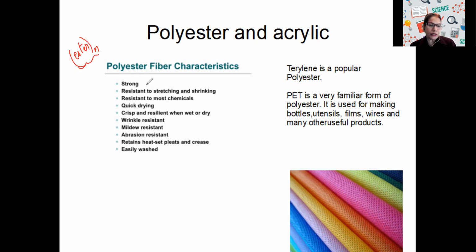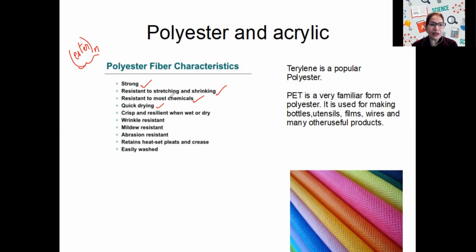So polyester fiber is very strong. It is resistant to stretching and shrinking. We generally use polyester to make fabrics and clothes. You have saris, dress materials, shirts made of polyester. Then they are resistant to most chemicals, so they don't react with chemicals. Because they are very resistant, it is easy to maintain them. Then quick drying, a very good property, is quick drying.